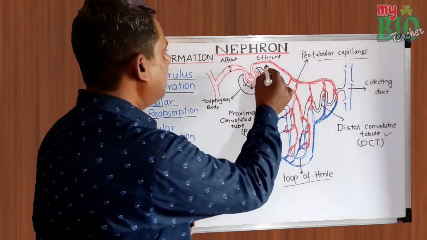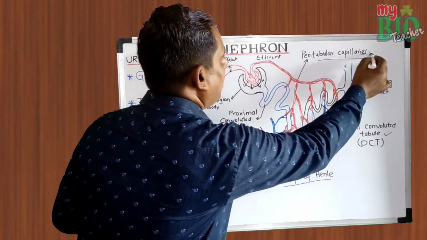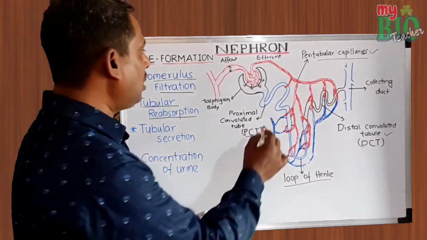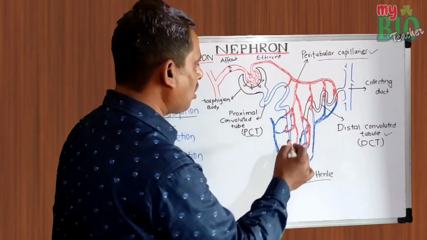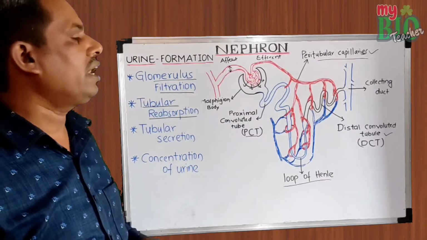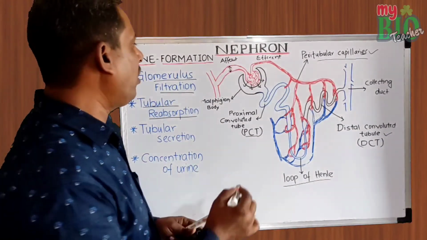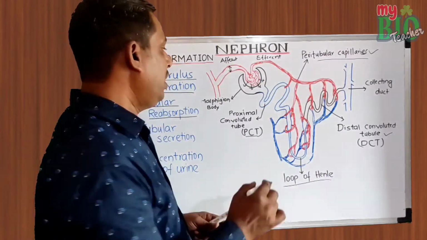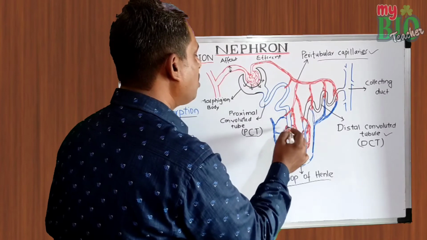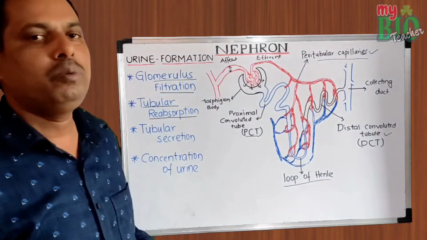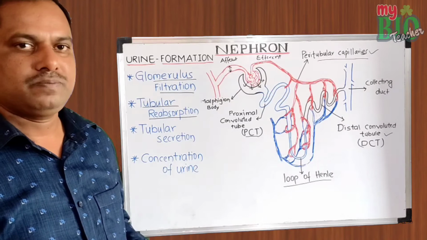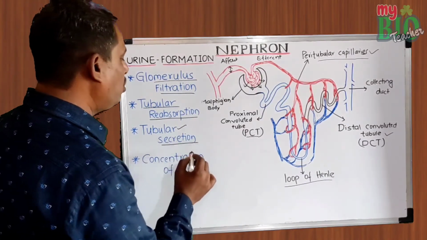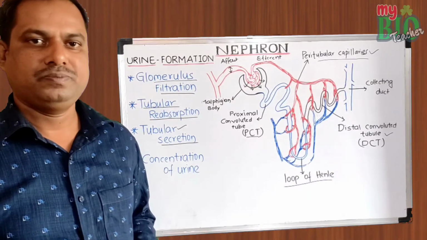The peritubular capillaries play a very important role in reabsorption. The tubular part is completely surrounded by the peritubular capillaries. The useful materials which are needed by our body are all reabsorbed by the peritubular capillaries. And the next step is called tubular secretion.